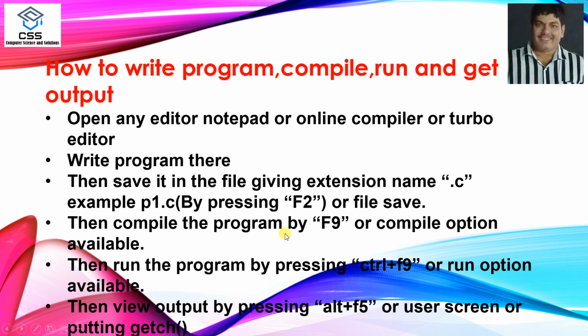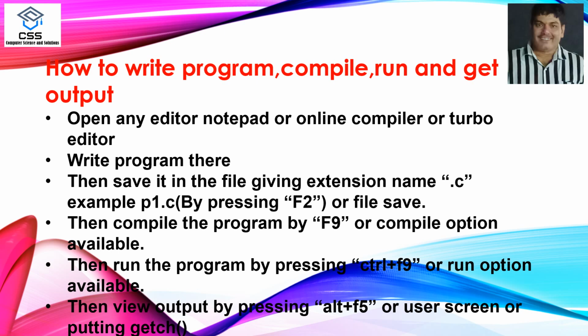Then compile the program, meaning check the program, by pressing F9 or the compile option available there. Then after your compilation is a success, you run the program by pressing Ctrl F9 or the run option available. If there is any error at compile time, you check it again, correct it, then run it by Ctrl F9. If there is an error and you try to run the program, the compiler will not run it. First make the compilation a success, then run it by Ctrl F9 or the run option, then view the output by pressing Alt F5.